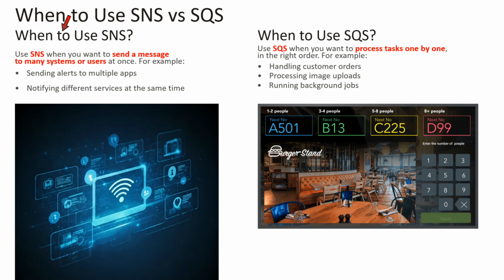When to use SNS? Use SNS when you want to send a message to many systems or users at once. For example, sending alerts to multiple apps, notifying different services at the same time. When to use SQS? Use SQS when you want to process tasks one by one in the right order. For example, handling customers' orders, processing image uploads, running background jobs.